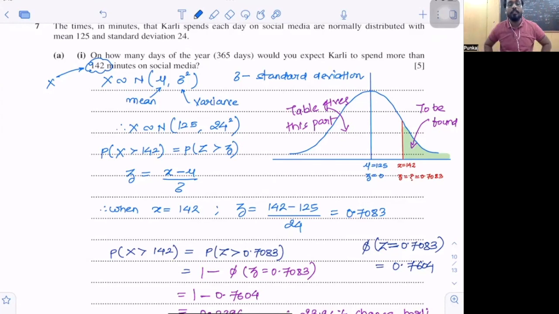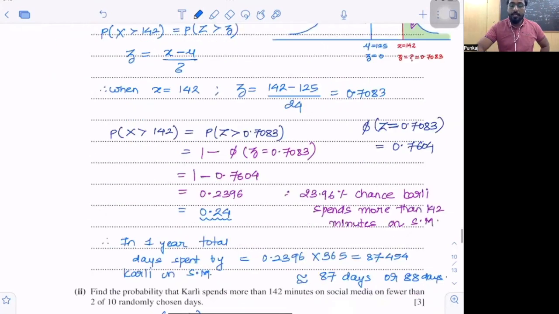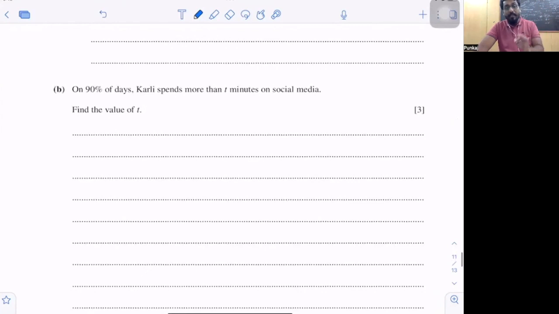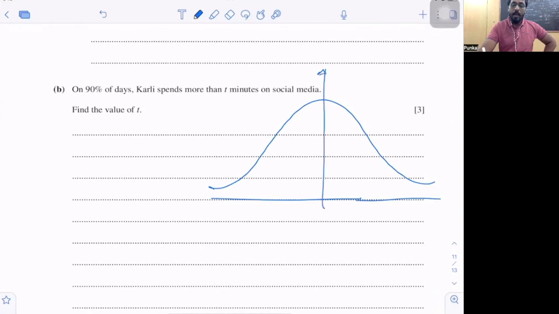So 90% of the time Carla is going to spend more than 10 minutes on social media. So try and understand this. If you draw the graph like this, that's the graph of X, and that's the graph of Z as well. That's the mean. I know X bar is given by what? X bar is 125. That's the value of mu. What's Z bar? It's 0, right?